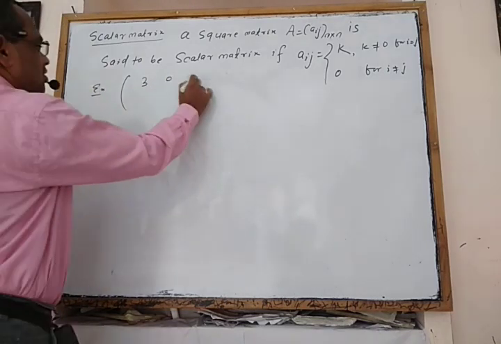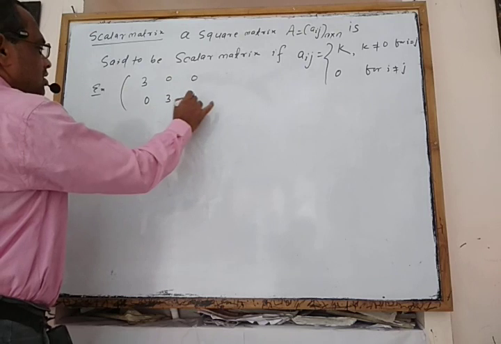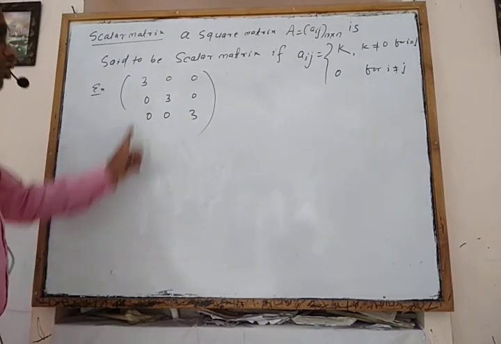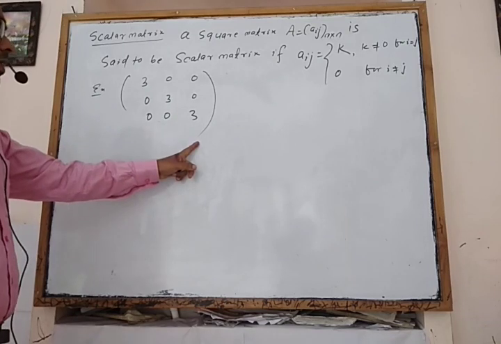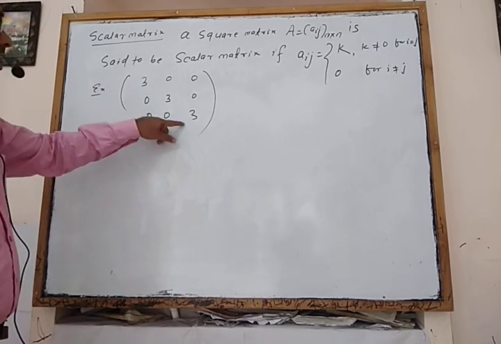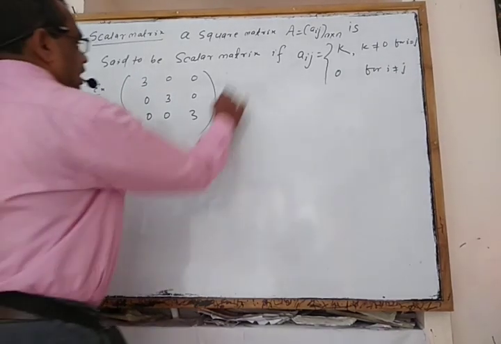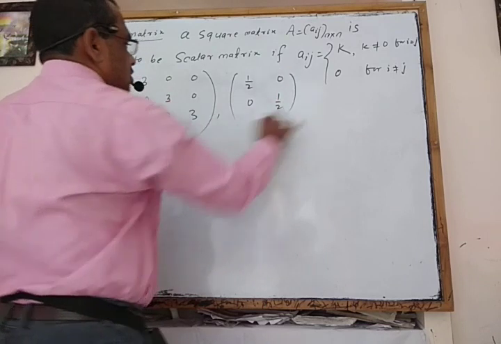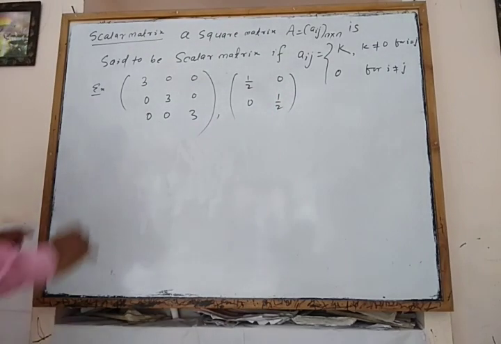[3 0 0; 0 3 0; 0 0 3]. So this is a scalar matrix because all the diagonal elements are the same number, which is not equal to 0, and except for the diagonal elements all are 0. And another example, [1/2 0; 0 1/2]. This is also a scalar matrix.